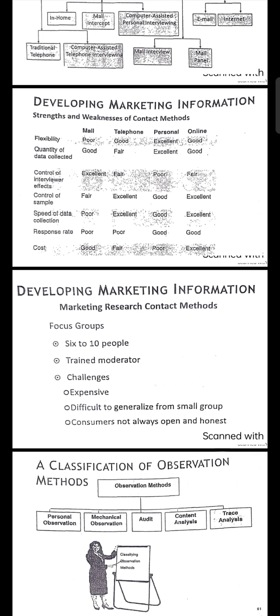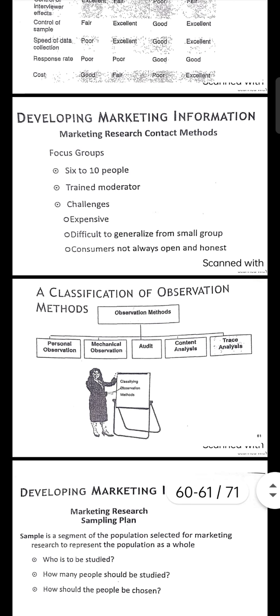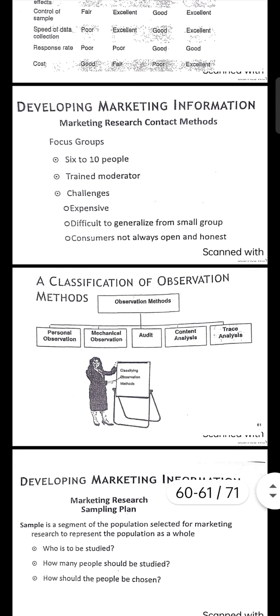Control of interviewer effect, control of sample, speed of the data collection, response rate, cost. This one is just for reference, so it's not so important, but mainly for understanding. Then the next one, developing market information, market research, contact methods.